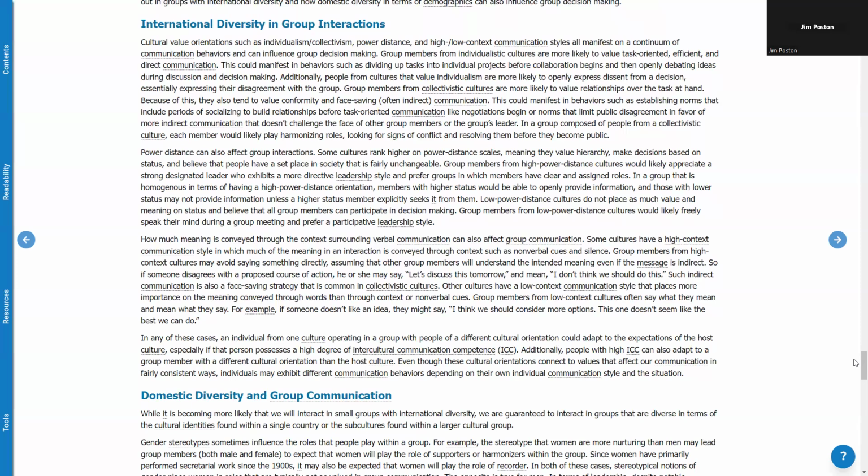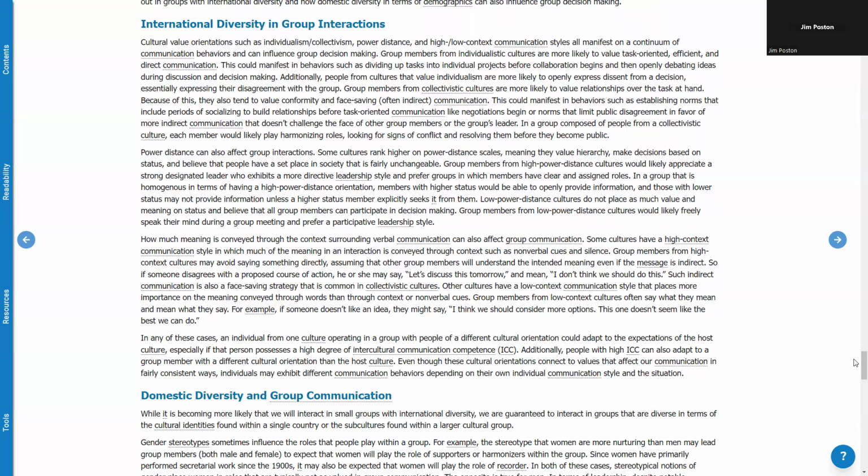Because of this, they also tend to value conformity and face-saving, often indirect, communication. This could manifest in behaviors such as establishing norms that include periods of socializing to build relationships before task-oriented communication, like negotiations, begin, or norms that limit public disagreement in favor of more indirect communication that doesn't challenge the face of other group members or the group's leader. In a group composed of people from a collectivist culture, each member would likely play harmonizing roles, looking for signs of conflict and resolving them before they become public.